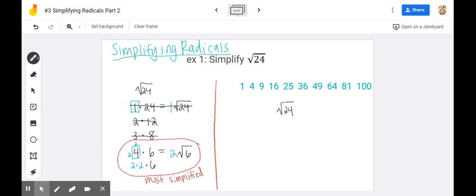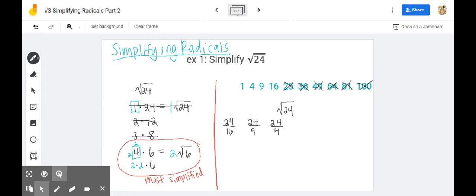Now, another way you could have handled this is by using your list of just the perfect square numbers. So what we're going to look at is 24 as a number underneath the root is smaller than 25, which means 25 is not going to help us. 36 is not, 49 is not, 64 is not, 81 and 100 is not. So what we're going to try is, can we divide 24 by this perfect square number of 16? So when we try doing 24 divided by 16, we end up getting a decimal.